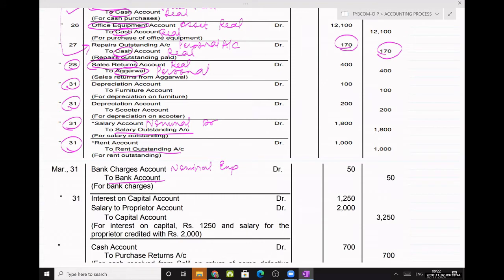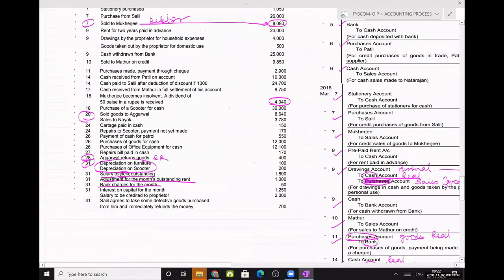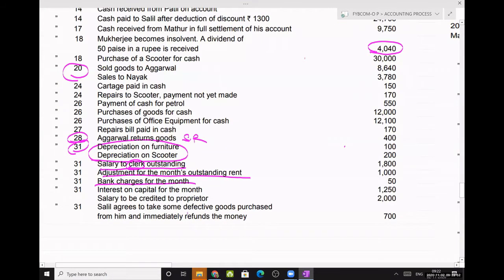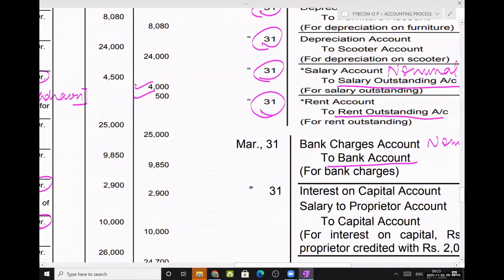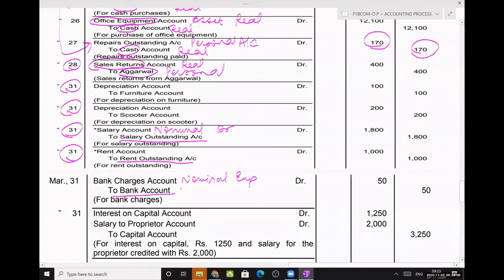Bank charges for the month. Okay, they have not said it is paid. The word paid is not used, that means it is payable. So bank will be credit. Personal account. Okay, it is payable to the bank. We have not paid yet. Bank charges of 5 rupees have been debited in our bank. Okay.